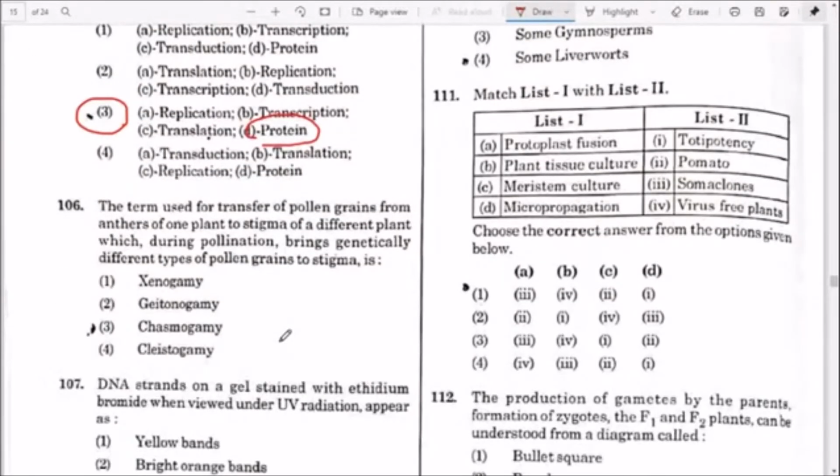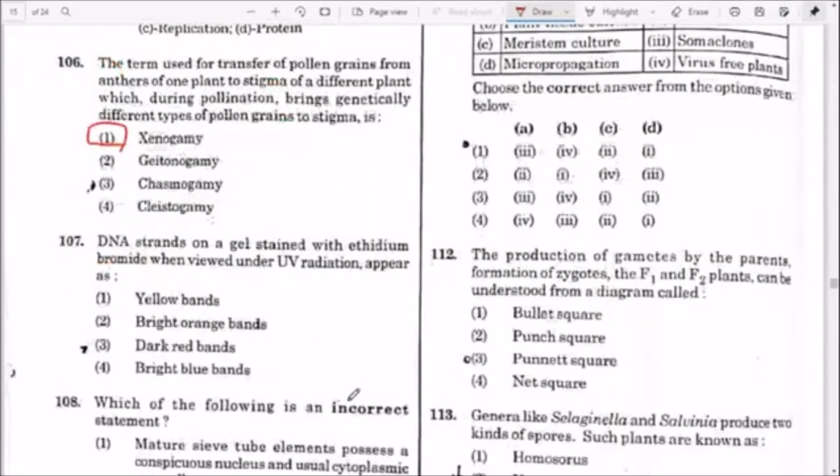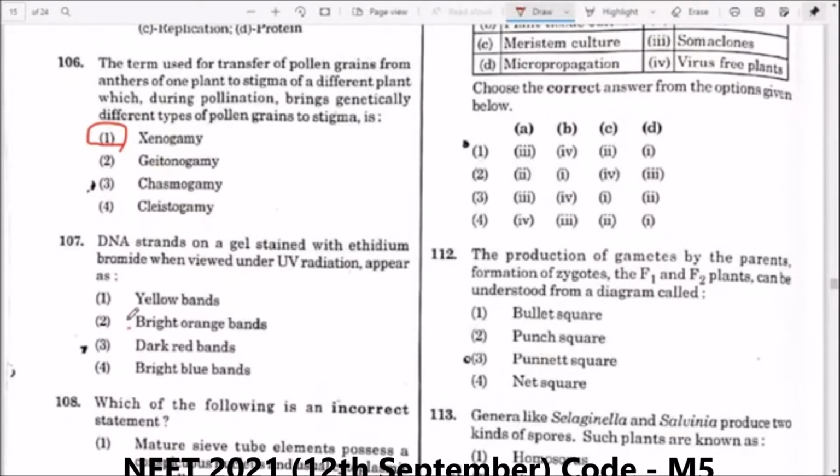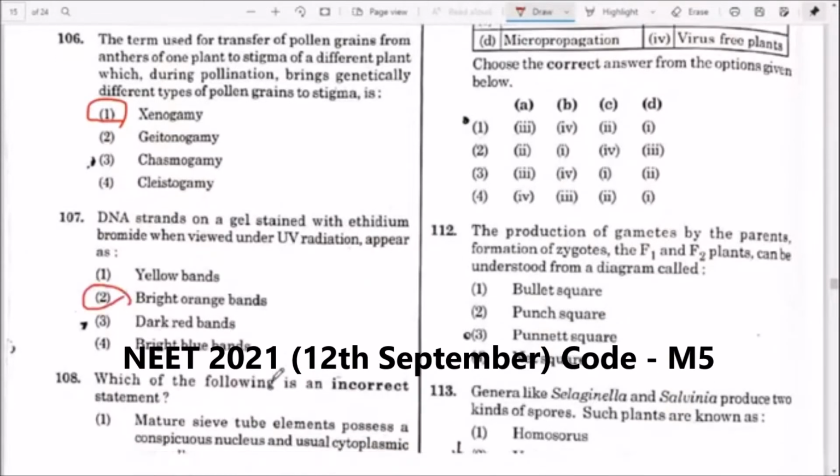Next question number 106. The term used for transfer of pollen grains from anthers of one plant to stigma of a different plant, which during pollination brings genetically different types of pollen grains to stigma, is what? Xenogamy. Option number 1 is the correct option, students. Next question number 107. DNA strands on a gel stained with ethidium bromide when viewed under UV radiation appear as bright orange bands. Option number 2 is the correct option, students.